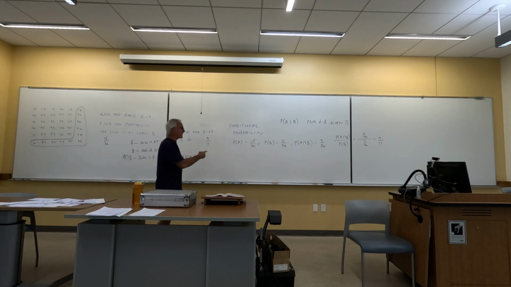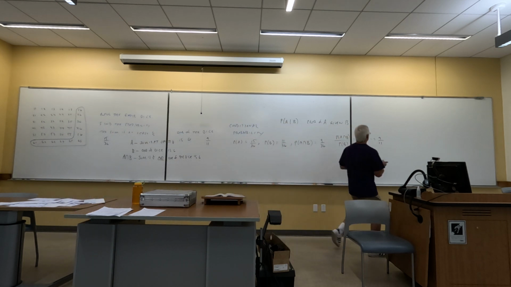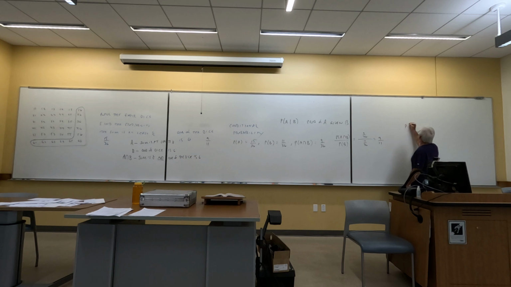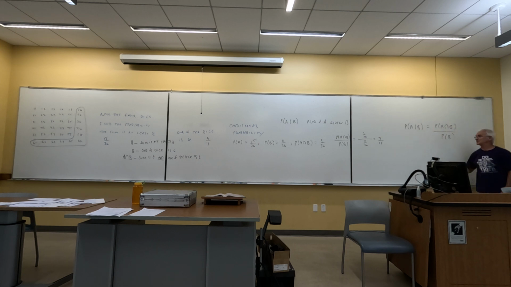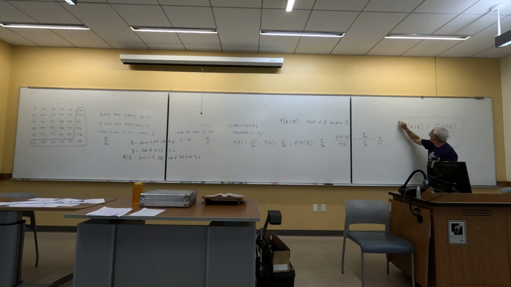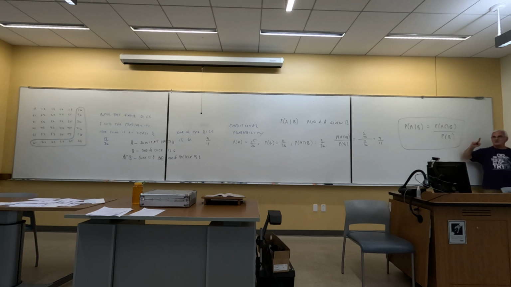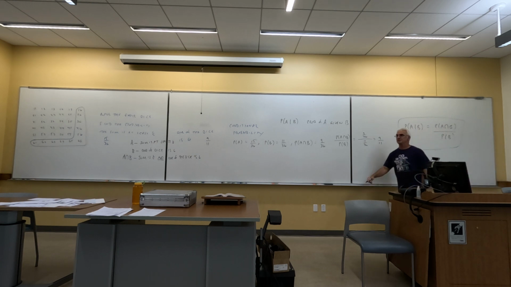So how do I do that mathematically? Turns out to be this. So the formula for conditional probability, and it is always the same formula. It's always this. This is the formula. Because this means I changed the sample space. Knowing B has occurred changes your sample space.